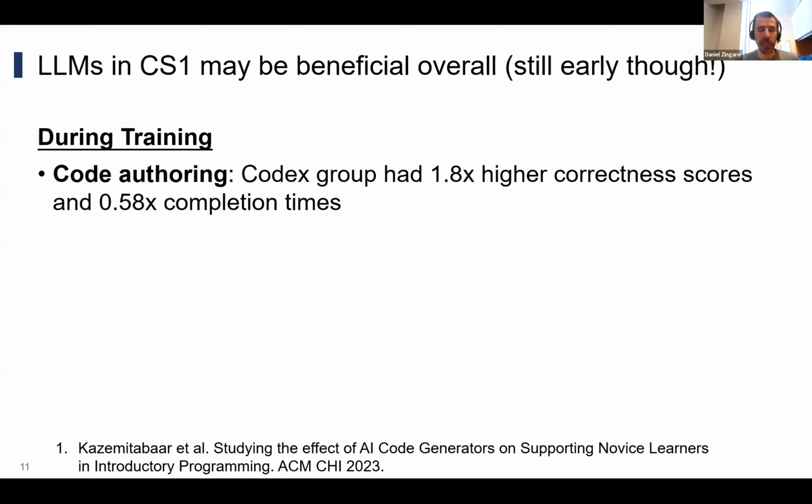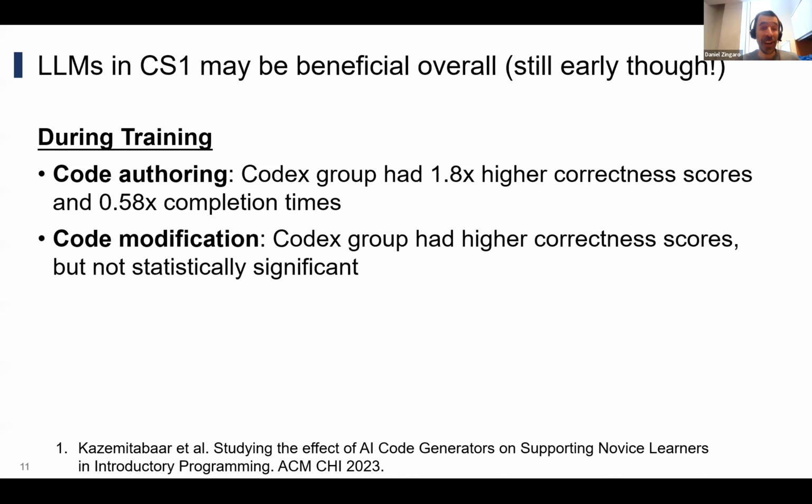The Codex group just got the code handed to them, whereas the group without Codex wrote the code themselves. So certainly they'd be better at modifying the code later, right? Well, that's actually not what the researchers found. In fact, and this is obviously super motivating for us as teachers, the Codex group still did better. It's not statistically significant anymore, but they still did better on the code modification parts.